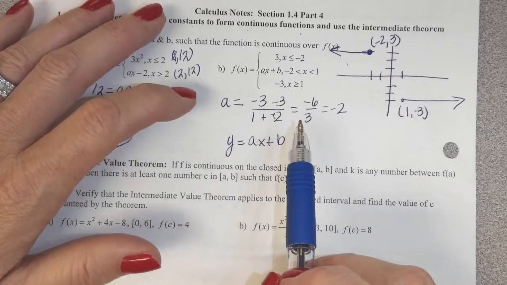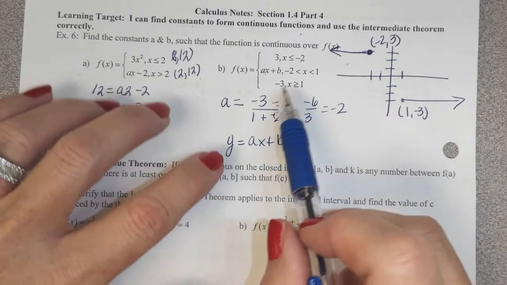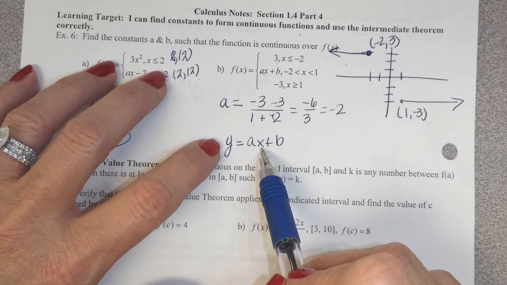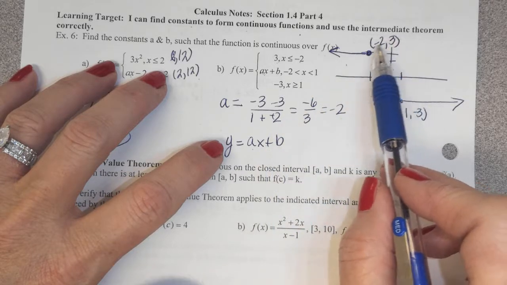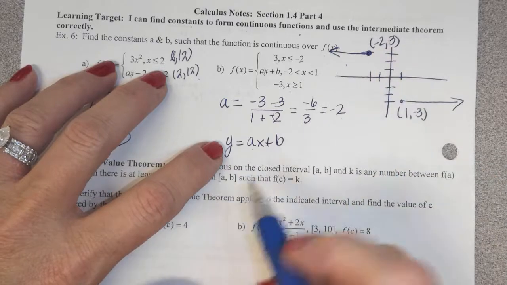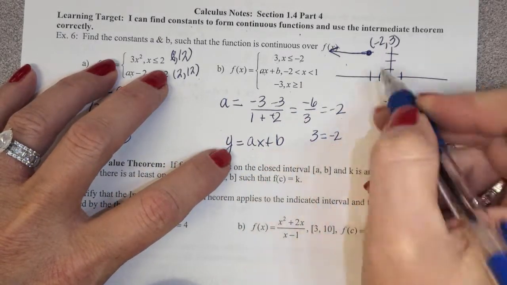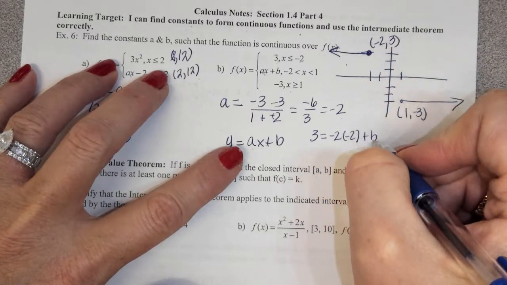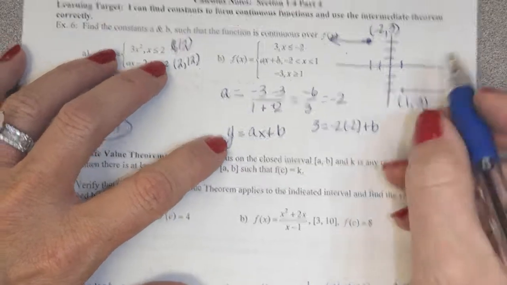Who said it? Leah, did you say it? Okay. Yeah, plug in. I can plug in for a, and I can plug in for x and y, because I know the a value and I know x and y. I can use either one of these 2 points. I'll choose that point. So now I can plug in 3 for y. a we know is negative 2, x we know is negative 2, plus b. That's going to allow us to find out what b is. Solve that and tell me what you get for b.